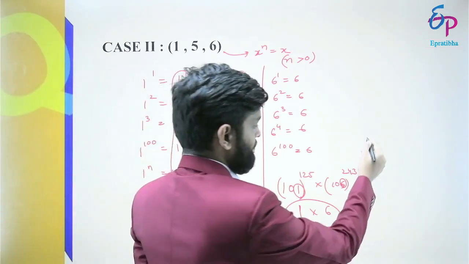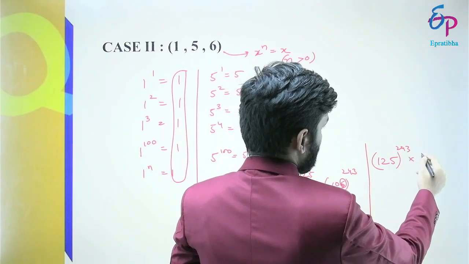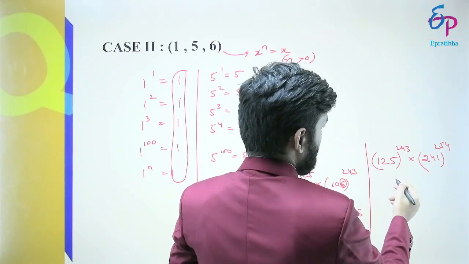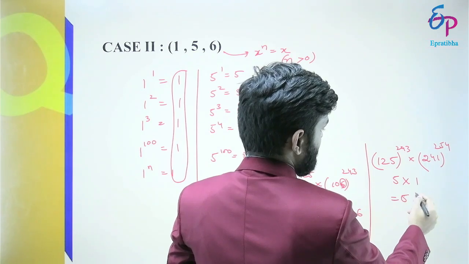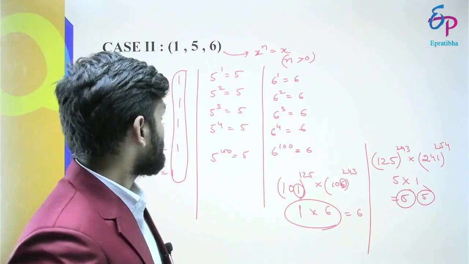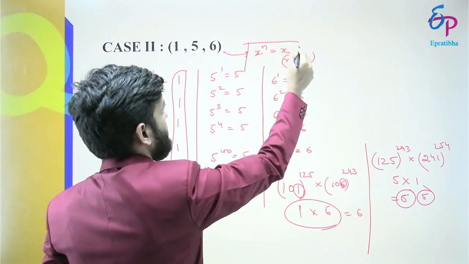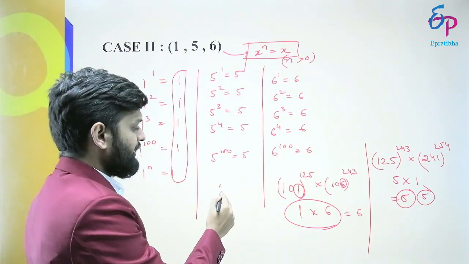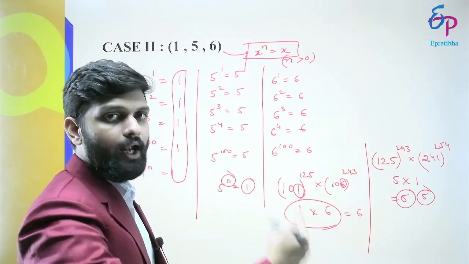Now if you take one more example, 125 power 243 into 241 power 254. So 5 power anything is 5, 1 power anything is 1. So 5 into 1, 5 is the answer. Now moving on. So this is about 1, 5, 6. The condition is x power n is equal to x, provided that n is greater than 0, because 5 power 0 is 1, right? You are not going to get 5 there. n should be greater than 0 for 5 and 6.